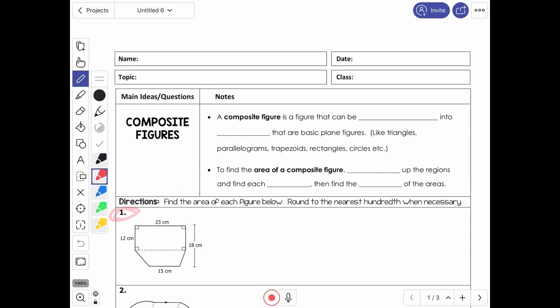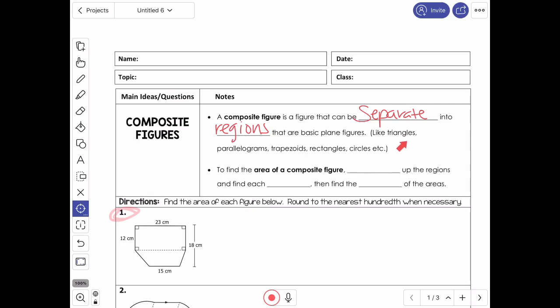So again, reiterating what I just said, a composite figure is a figure that can be separated into regions or parts that are just those basic figures that we've been talking about this week. Triangles, parallelograms, rectangles, trapezoids, circles, anything that has an actual area formula that we know. Looking at number 1, I don't know any type of area formula that is specific to this shape, so that's why we have to break it up into the shapes that we actually know how to calculate.